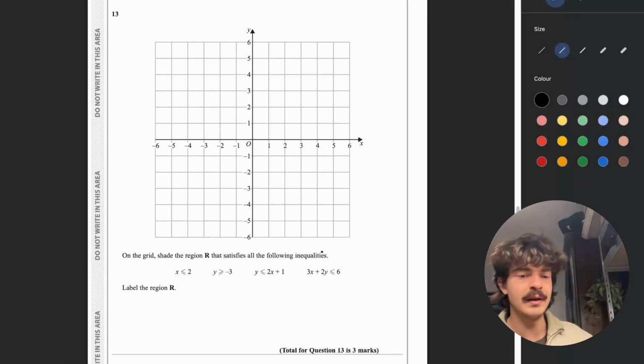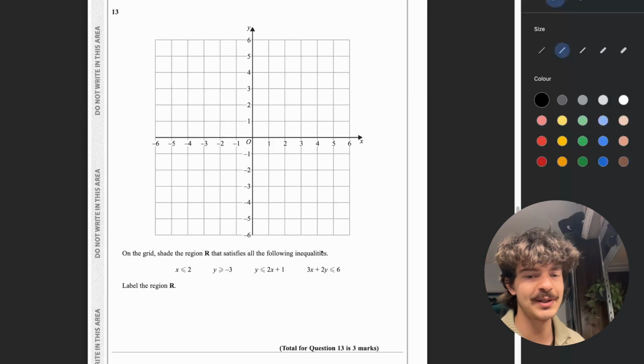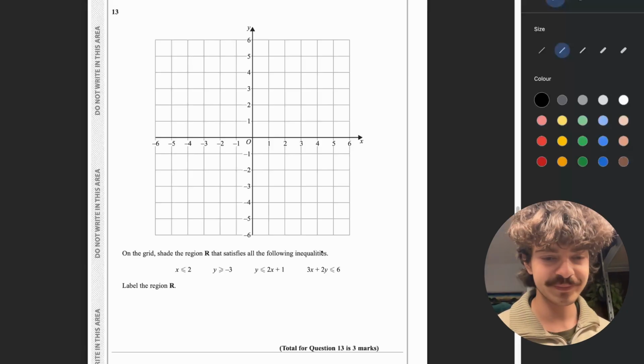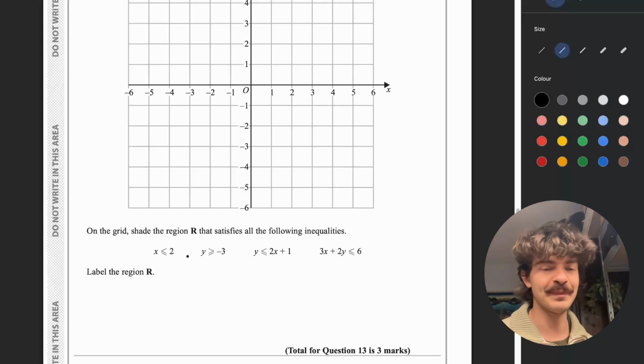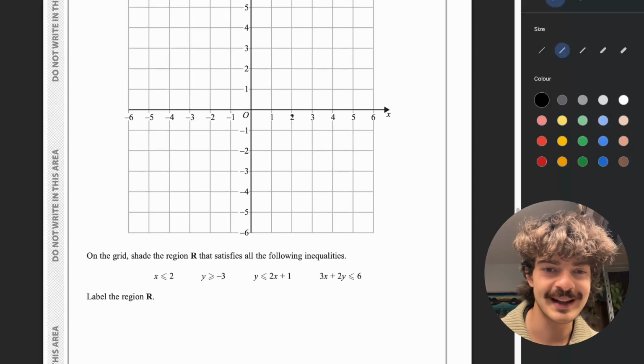Okay. Next up. Question 13. On the grid, shade the region R that satisfies all of the following inequalities. Oh, okay. So let's just work through these one at a time. X is less than or equal to 2. Okay, that's going to be, find X. X is 2, there it is.